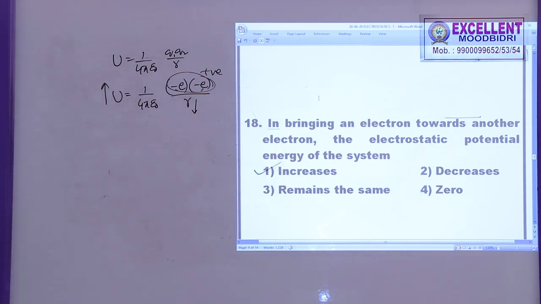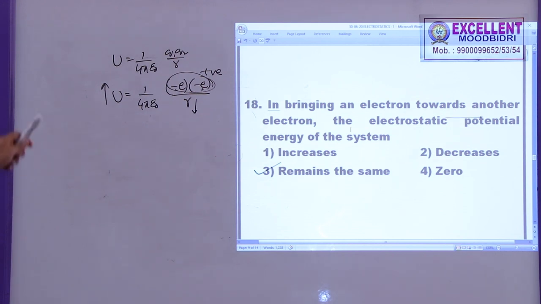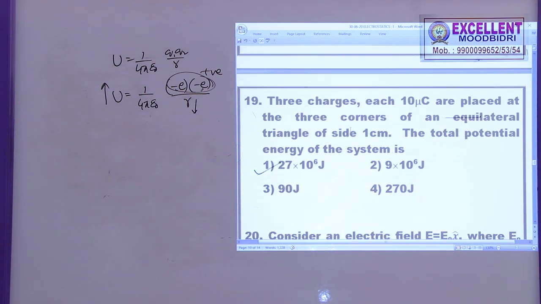If one of the charges is a proton, then when bringing another electron, the potential energy will decrease, as the potential energy will become negative there.